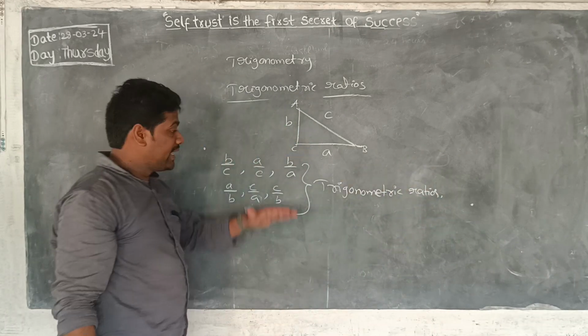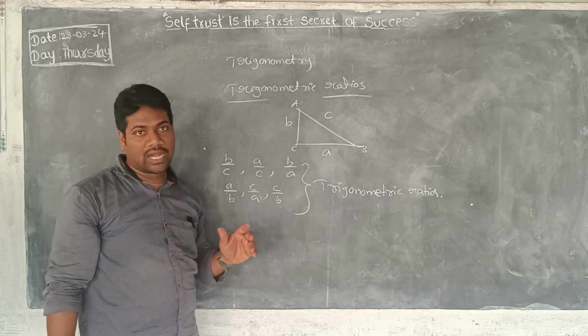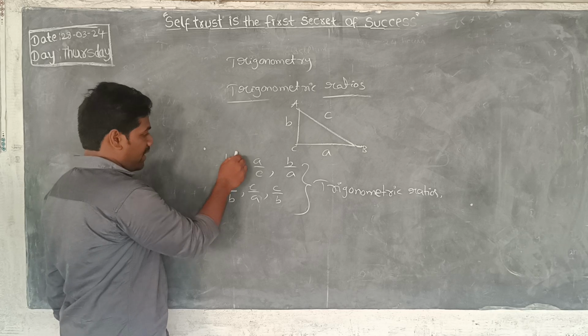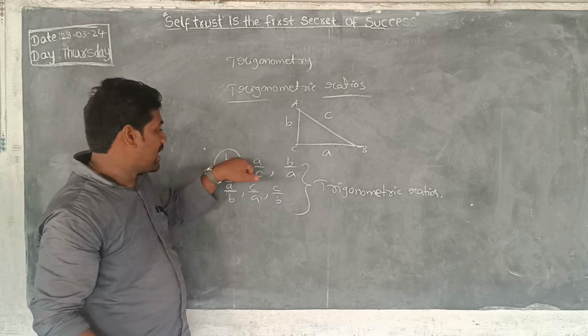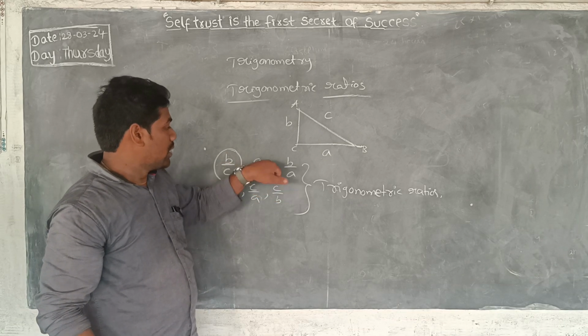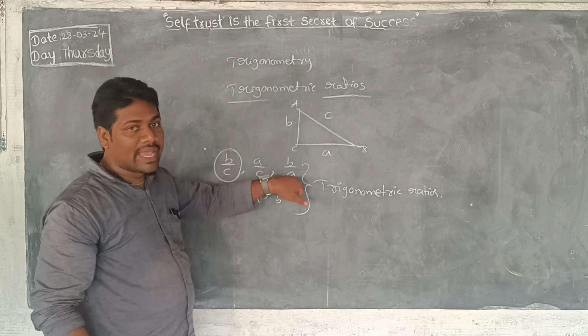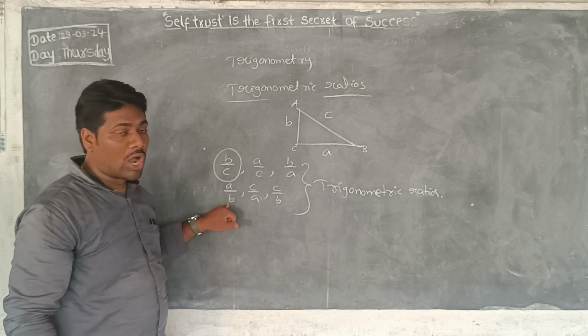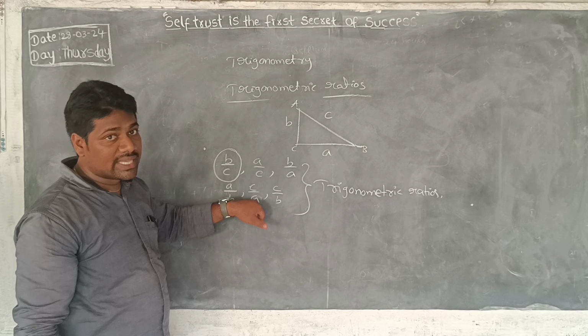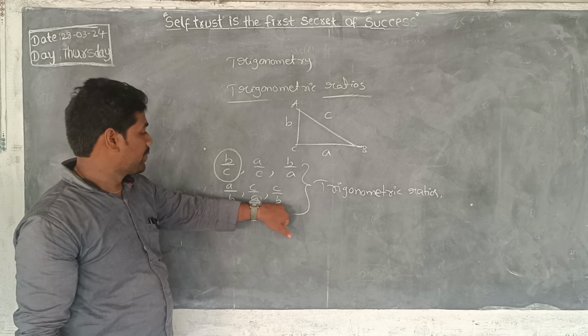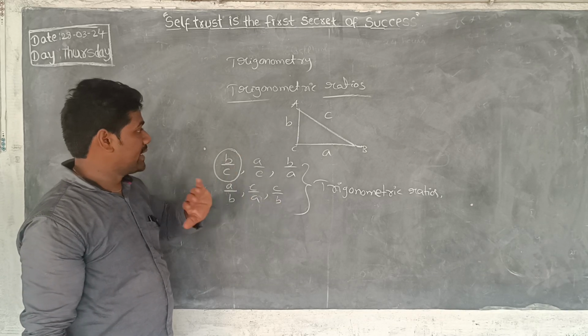ratios, and each ratio has a particular name. So the particular name of B by C is sin theta, and A by C is cos theta, B by A is tan theta, A by B is cot theta, C by A is secant theta, and C by B is cosecant theta.